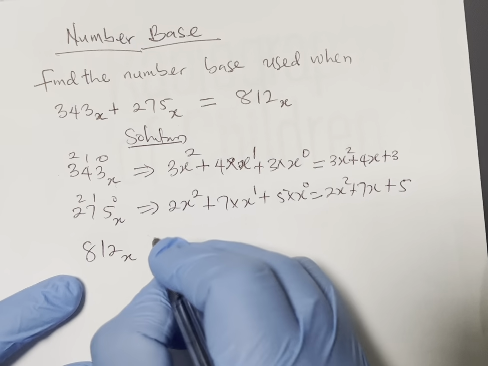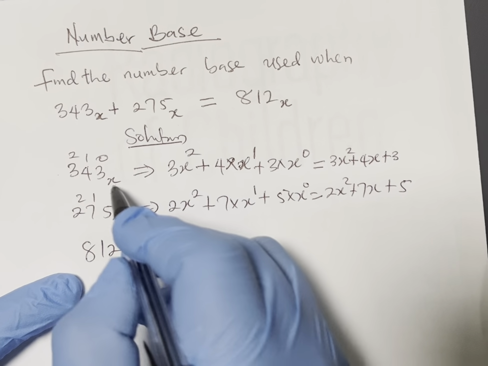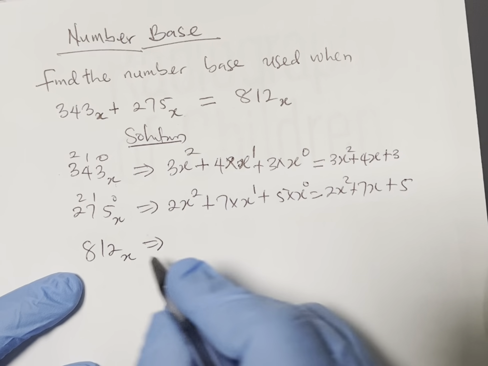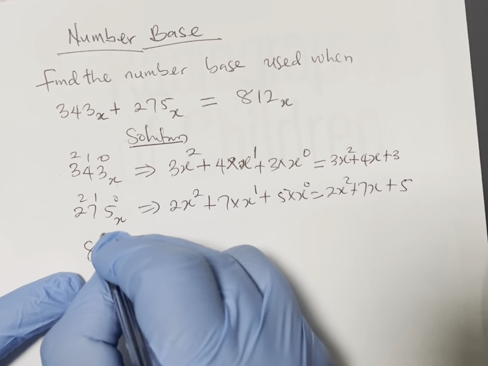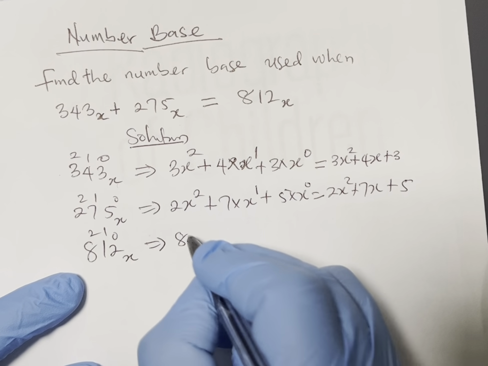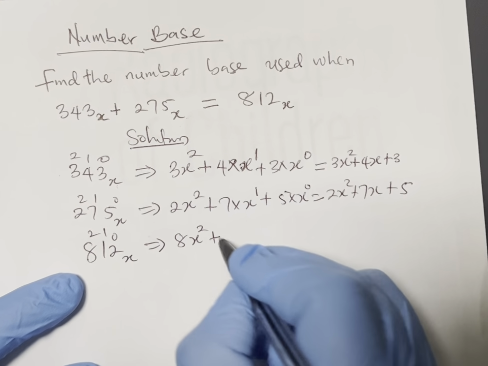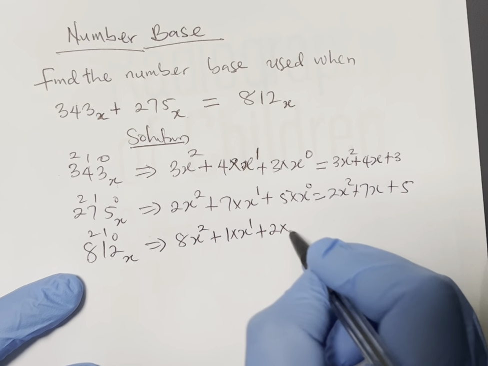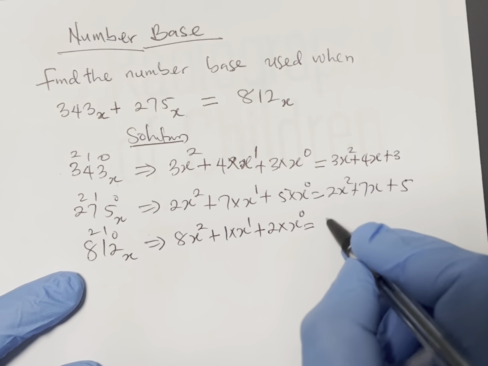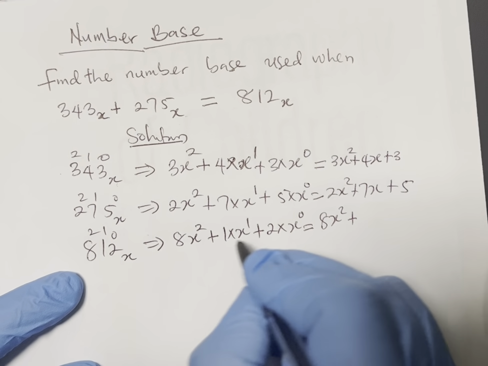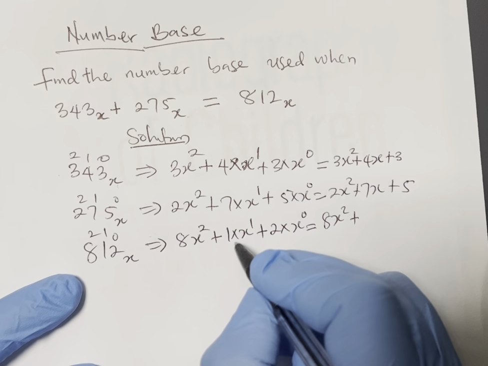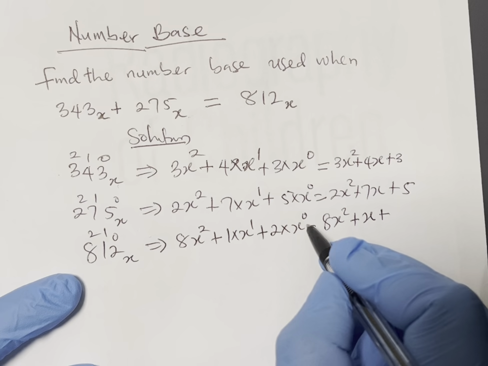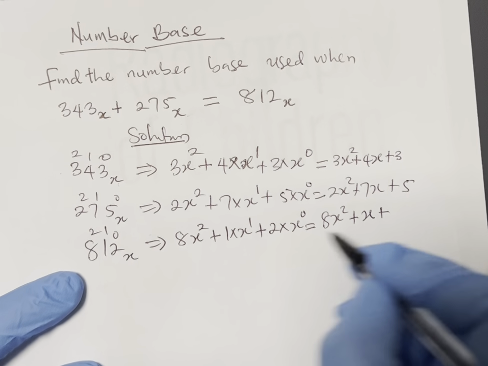Okay, 812 in base x. So I'm going to look for the value of x to know the exact value of x. So now I'll number it as usual. So this is going to be 8 times x raised to the power of 2 plus 1 times x raised to the power of 1 plus 2 times x raised to the power of 0. This is going to be 8x squared plus, this x raised to the power of 1 is x, x times 1 is x, plus x raised to the power of 0 is 1, 1 times 2 is 2.